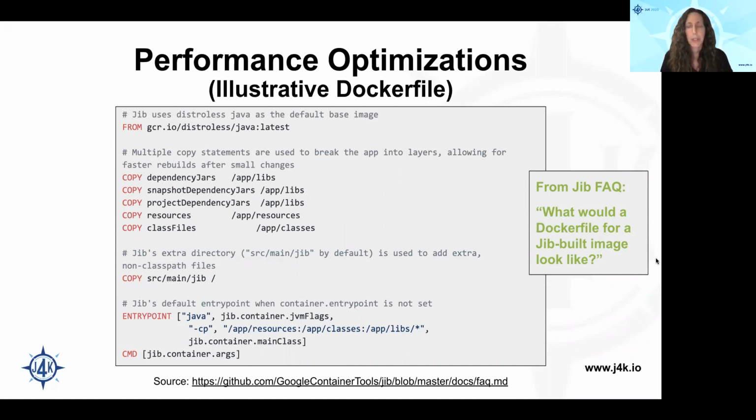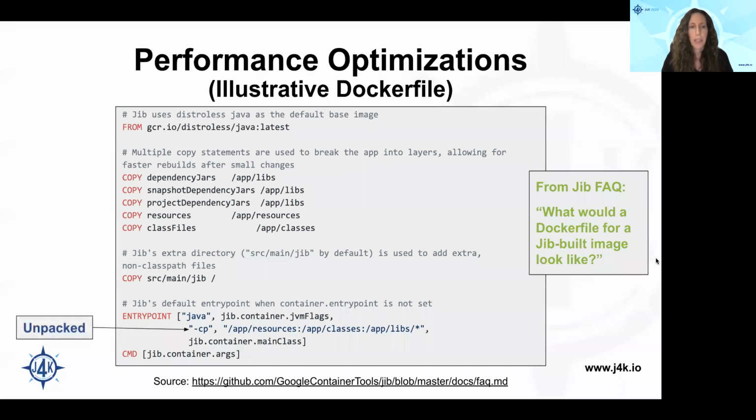Now, I think one really cool way to understand what Jib is doing is to look at this illustrative Dockerfile. As I mentioned, Jib does not use a Dockerfile, but this Dockerfile is found on the FAQ in the Jib documentation on GitHub. It was an answer to a question: what would a Dockerfile for a Jib built image look like? So you can see here more or less what Jib is doing. We'll go through some of the optimizations that I mentioned.